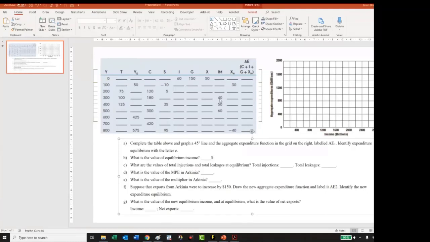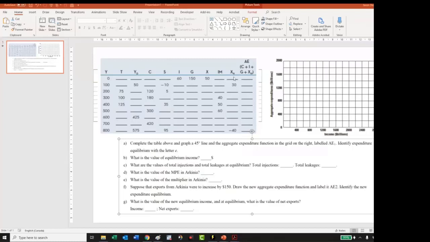Now, imports. So if income changes by 100, how much does imports change? By 10. So our marginal propensity to import is 10%. So the induced part is always going to be 10% of income. But we can see that, for example, at 400, if we multiply 400 by 0.10, we get 40, but we have 50 here. So then the autonomous part, or the intercept, must be equal to 10. We can also just subtract 10 and keep going. So 40 minus 10 is 30, 30 minus 10 is 20, and so this must be equal to 10.